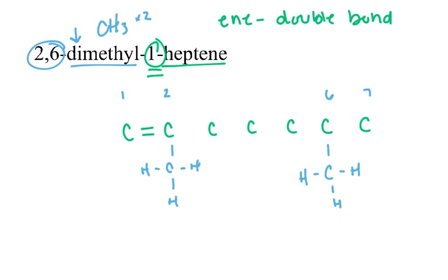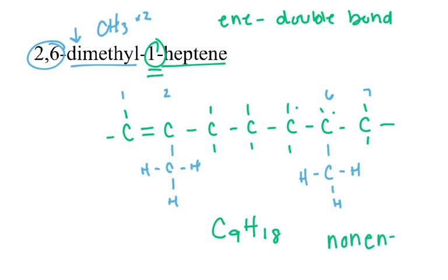So let's fill everybody in. Make sure everybody has 4 bonds, all of our carbons, 4, 4, 4, 4, 4, 4. So let's figure out which compound this is an isomer of. So we're going to have 7 carbons from our beginning plus 2, so we're going to have C9, and H18. So if we look at our table, non is 9. So we're going to have nonene. Remember the ene for our double bond there. So this is an isomer of nonene.